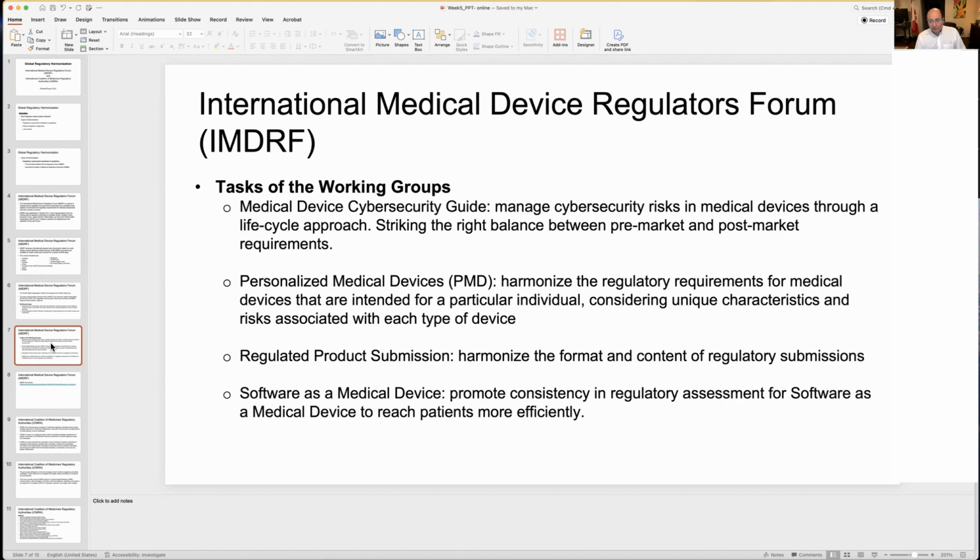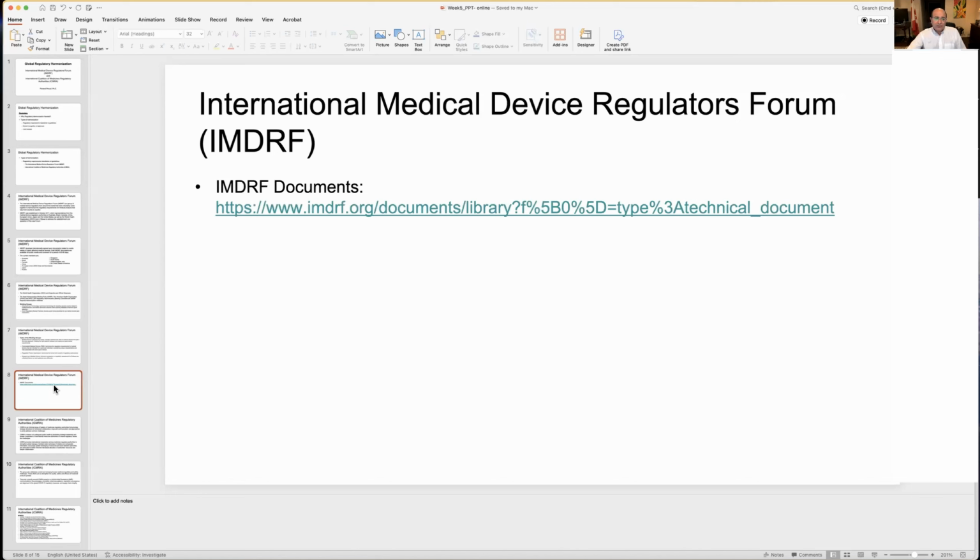We also have another group, which is software as a medical device, and they promote consistency in regulatory assessment for software as a medical device to reach patients more efficiently. So if you would like to go to the website for the International Medical Device Regulators Forum, you can always go to https://www.imdrf.org. And of course, you can always explore, again, the information on that website.